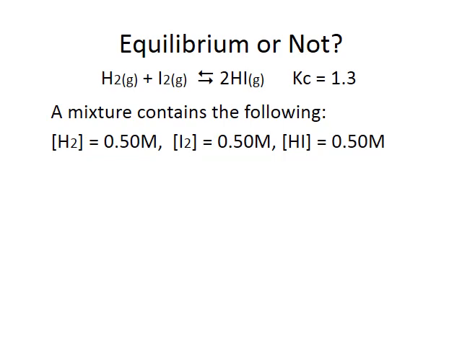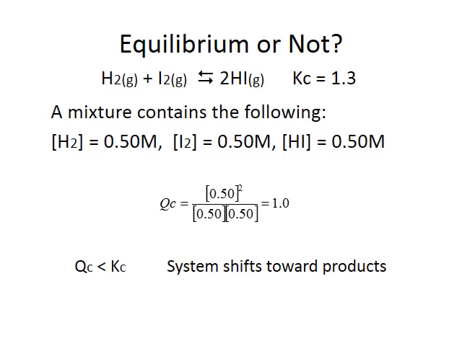Okay, so we're going to play a little game here of equilibrium or not. I've got a system, and we've got an equilibrium constant value for this, and I've got some concentrations that I've measured, and I want to know, am I at equilibrium or not? So let's take a look. When I plug these numbers in, I get my Q. I wrote Q because I wasn't sure. And I get 1.0. Now 1.0 and 1.3 aren't the same thing, so that means I am not at equilibrium. My Q is less than K, so I need to be shifting towards the products again. So Q is less than K, shift.